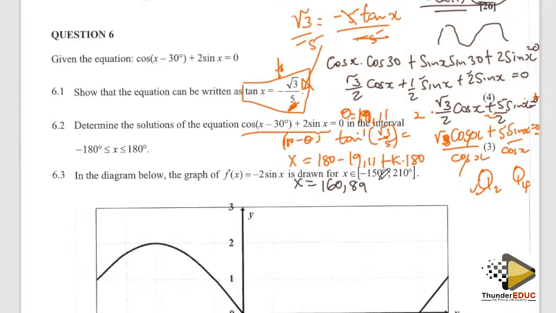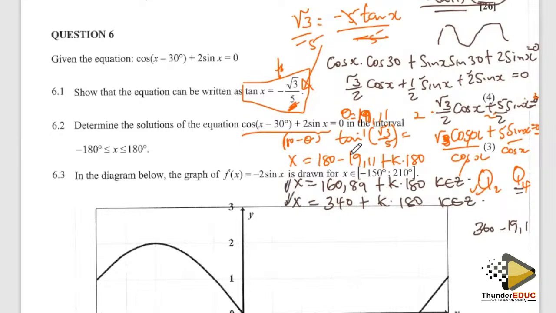160,89 plus k times 180. K is an element of integers. Then in quadrant number 4, it's going to be 360 minus the 19,11. And that gives me the 340 plus k times 180. K is an element of integers. So these are the two solutions that we expected for you to get.